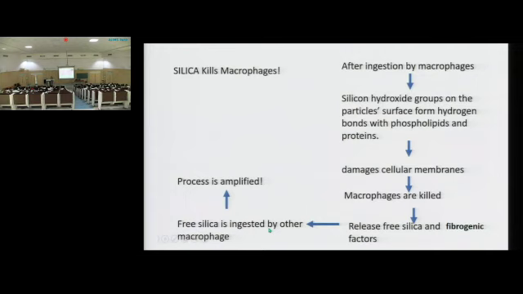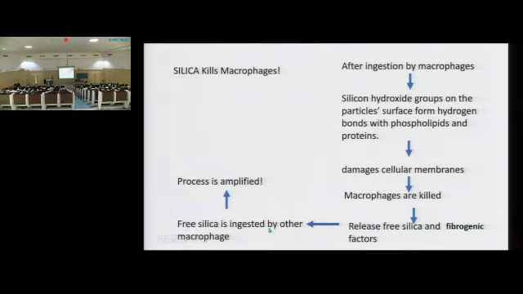So how do these silica particles kill the macrophages, and how is this process amplified or repeated? What happens after ingestion of these silica particles by the macrophages? The silanol hydroxide groups on the particle surface form hydrogen bonds with phospholipids and proteins of the cell membrane. They form bonds with the cell membrane of the macrophages and damage that membrane, and ultimately they kill the macrophages.